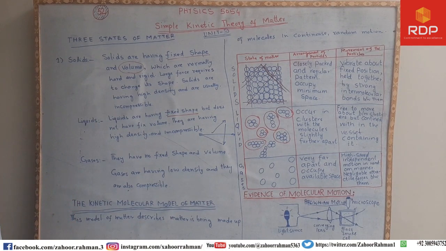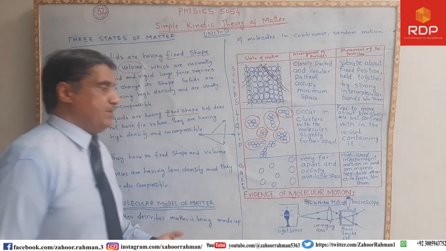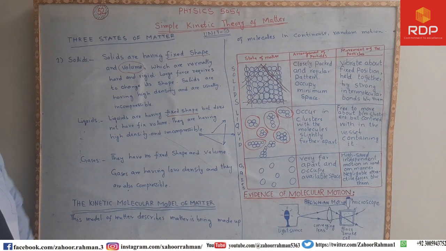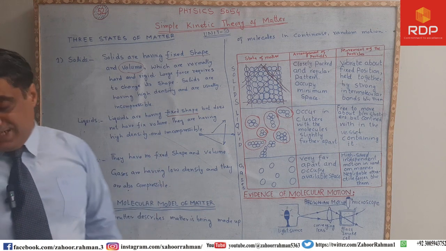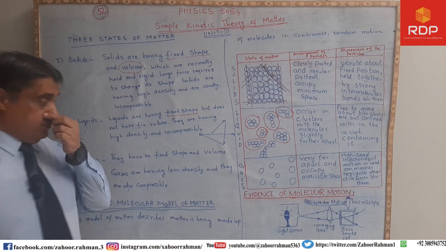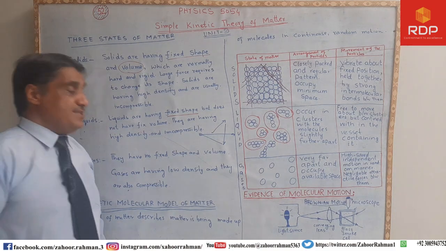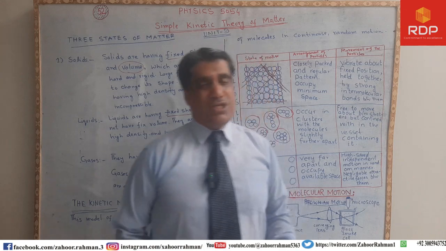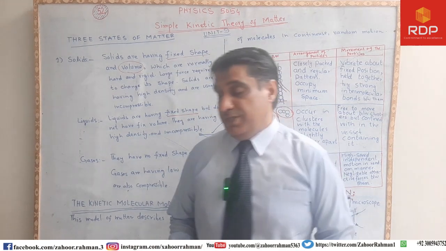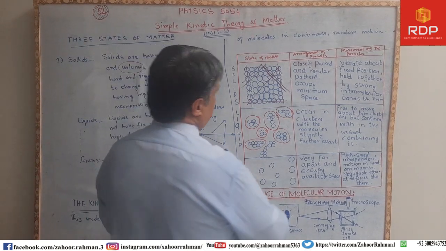If somebody is asking the definition of Brownian motion, you can say that the random motion of molecules inside the matter is called Brownian motion, and it is named after the English scientist Robert Brown, and he observed that somewhere in 1827. Ladies and gentlemen, motion is independent.